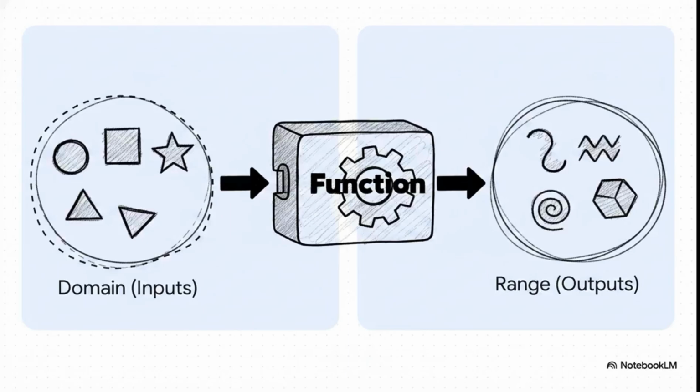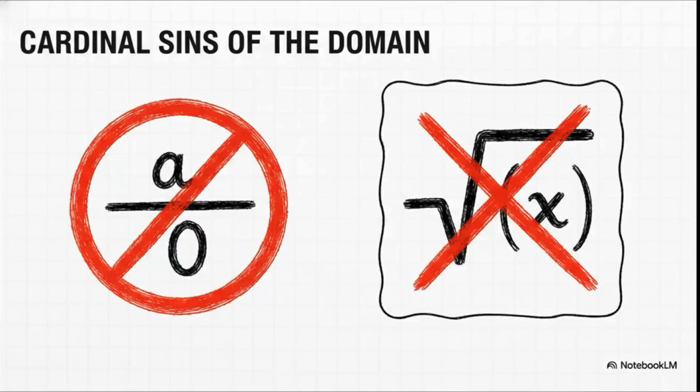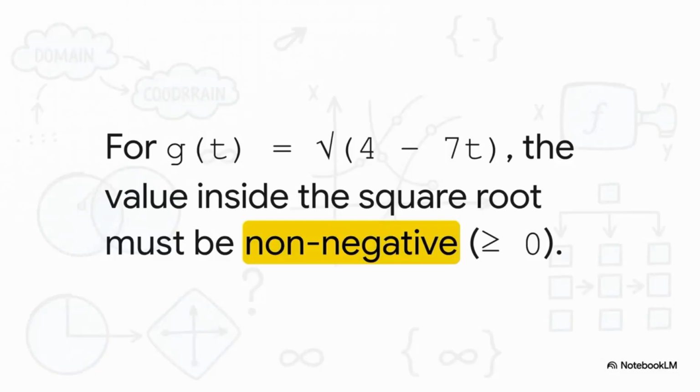Simple as that. So how do you find the domain? Well, a lot of the time, the easiest way is to figure out what's not allowed. In the world of real numbers, there are two cardinal sins, two big no-nos you can never ever commit. Number one, you can't divide by 0. And number two, you can't take the square root of a negative number. So let's put that to the test.